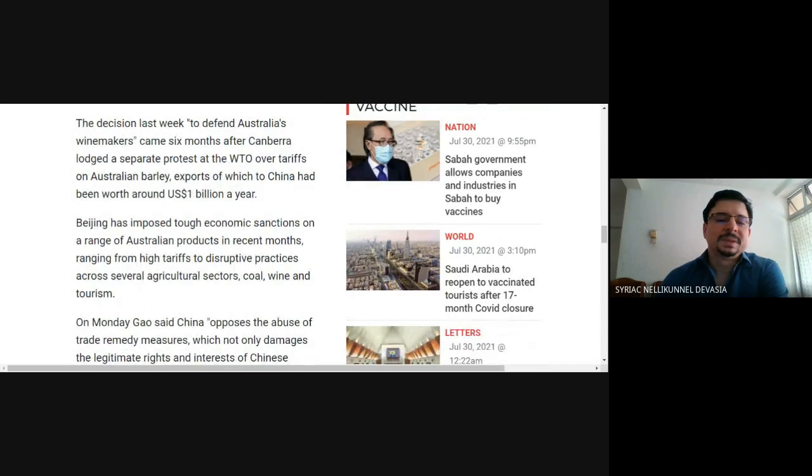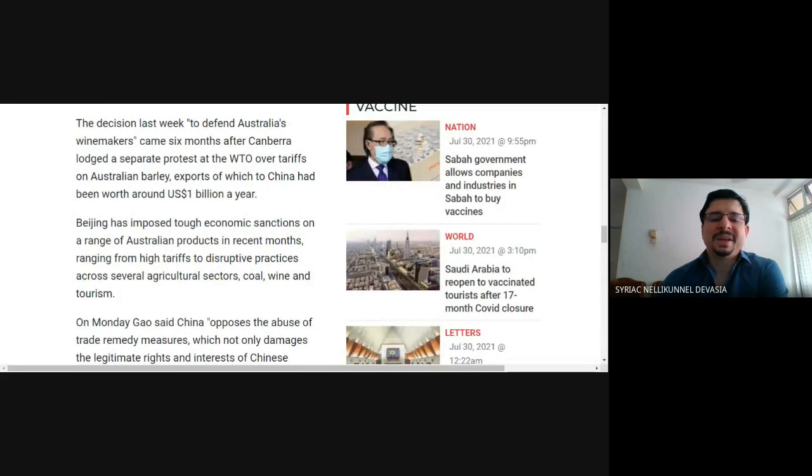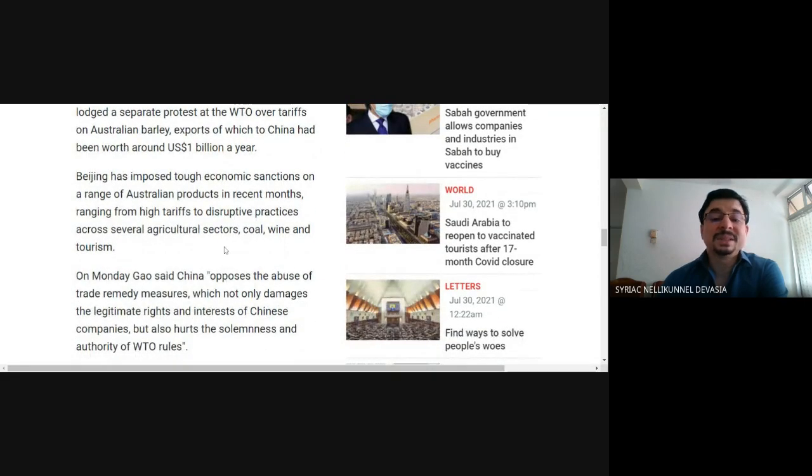Exports of which to China had been worth around 1 billion a year. Beijing imposed tough economic sanctions on a range of Australian products, ranging from high tariffs to disruptive practices across several agricultural sectors, coal, wine, and tourism. So a lot of areas, even education, a lot of Chinese students used to study in Australia. So now because of all these, the number of Chinese students going to Australia has also come down.